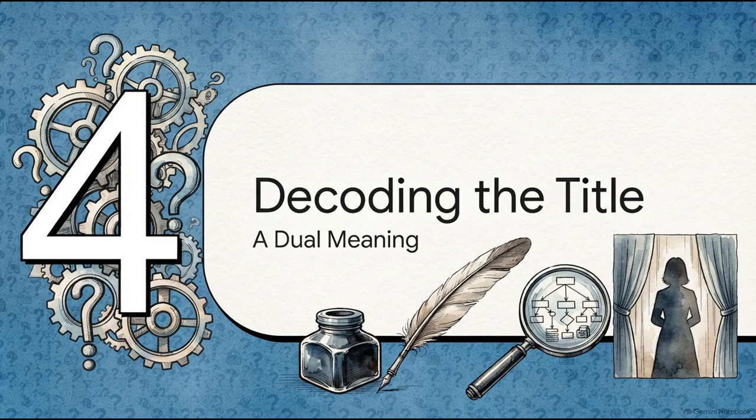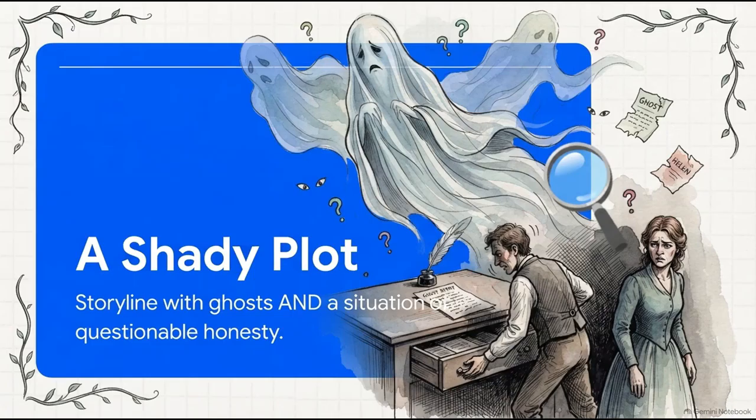Examiners love to ask what the title actually means. A shady plot is actually a really clever pun with a dual meaning. On a literal level, it refers to a storyline involving shades or ghosts, since John is quite literally trying to write a ghost story. But figuratively, the word shady means a situation of dubious character or questionable honesty, and that perfectly describes John's secretive, deceptive behavior as he frantically tries to hide Helen, which is exactly what leads Lavinia to believe he's having a shady affair.